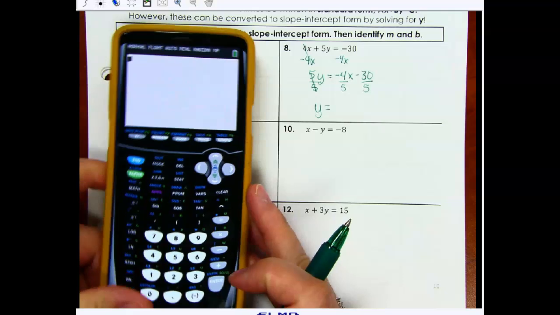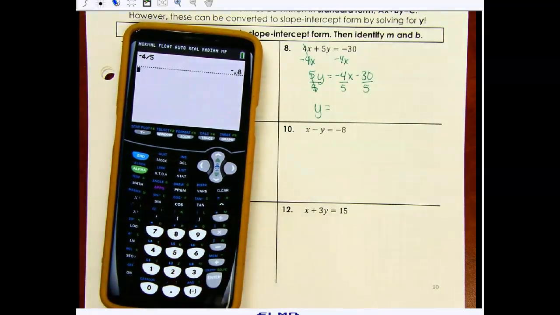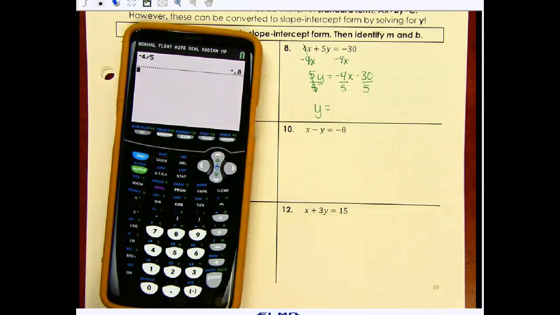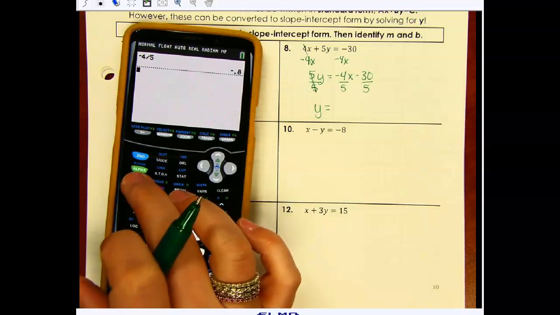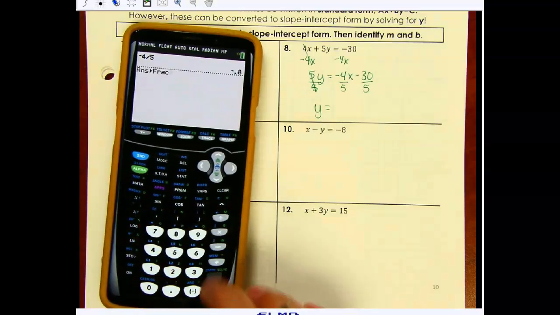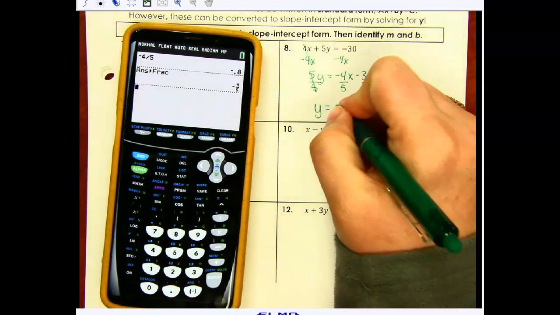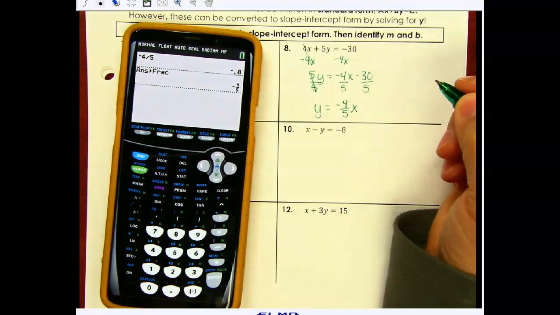So if you do -4 divided by 5, you're going to get a decimal. And we never use decimals unless we're talking about money. This problem is not talking about money. So you need to change it back to a fraction. To change it back to a fraction, you're going to do math, enter, enter, and that's going to change it back to a fraction. Well, this one was already simplified. So we're just going to leave it -4/5 x. So the slope of this line would be -4/5.